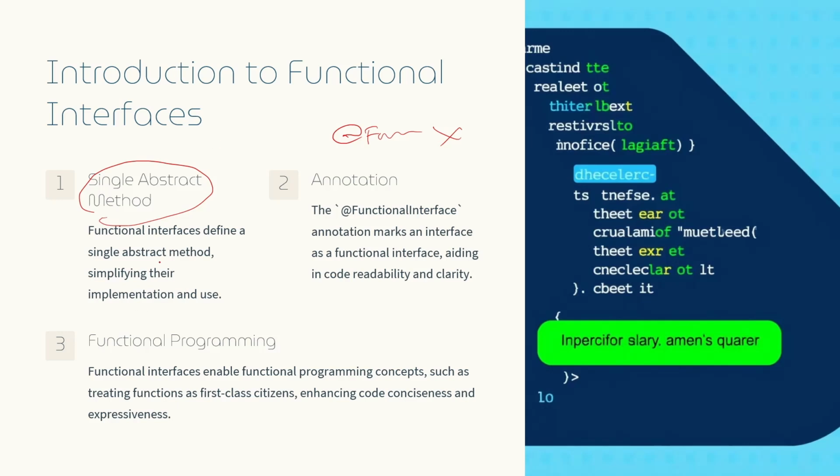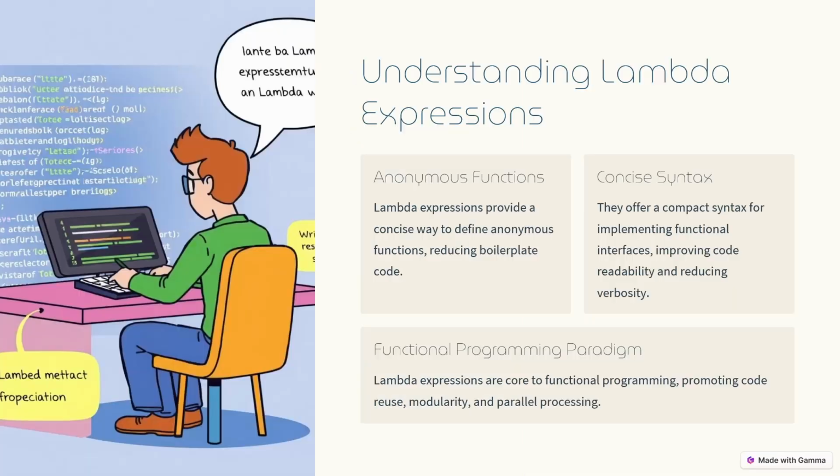But only one abstract method should be present. If a second one is present, that is not a functional interface. Only one it will allow, and the annotation is optional. You can put it, alright. If not, that's also taken as a functional interface. So functional interfaces enable functional programming concepts such as treating functions as first class citizens, enhancing code conciseness and expressiveness.